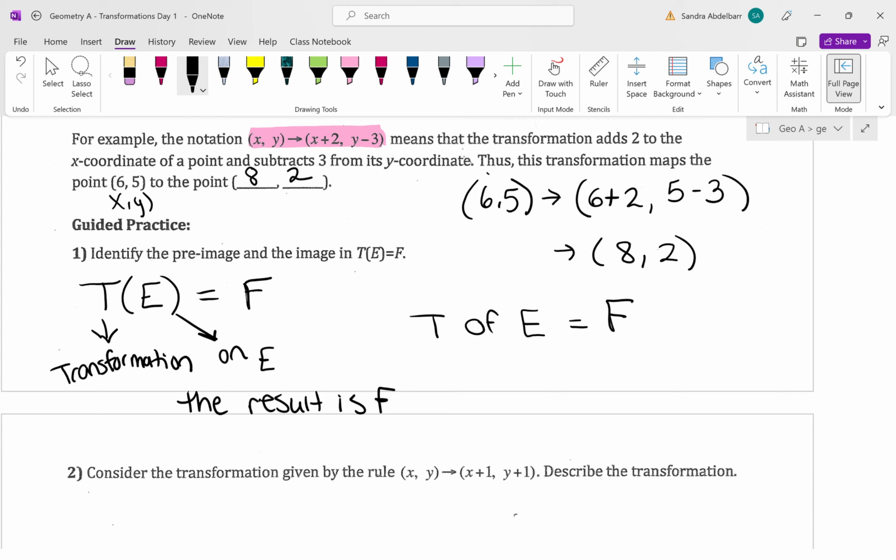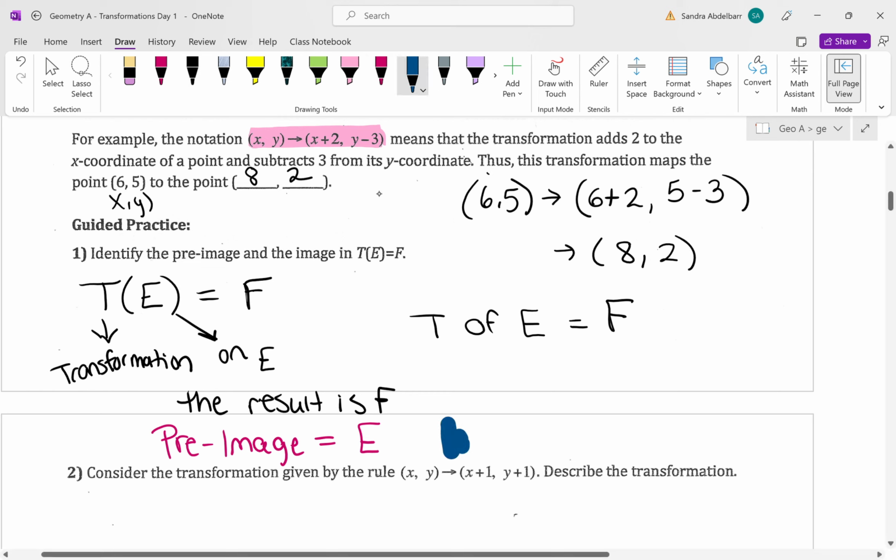What's our result? F. So now I'm asking you, what do you think is the pre-image and what is the image? Out of all these variables, we have T, E, and F. Which one do you think is the pre-image? Simon. E. You got it. Our pre-image is what we initially start with, so our pre-image is E. What do you think our image is going to be? You got it, Sam. F.